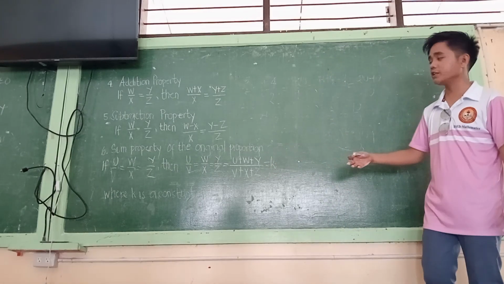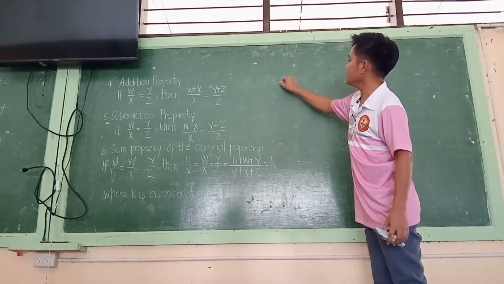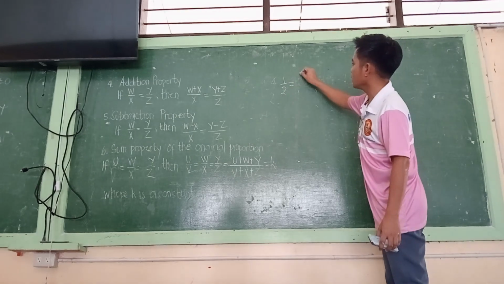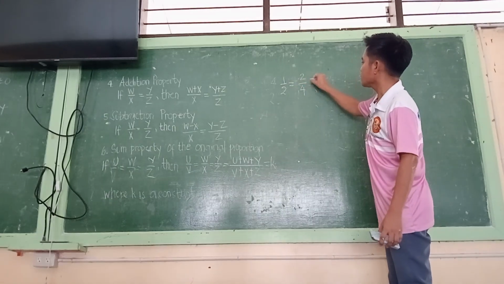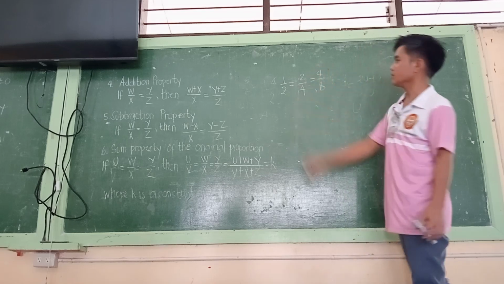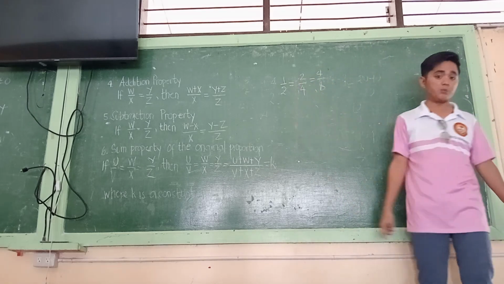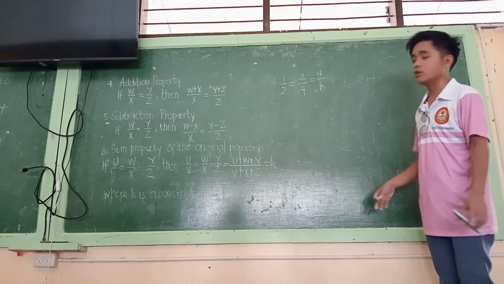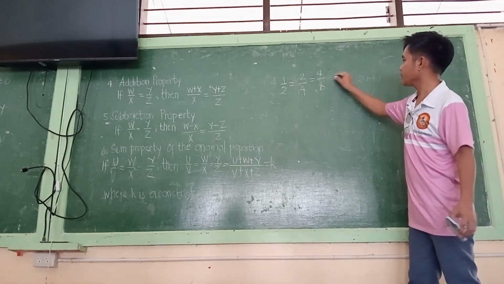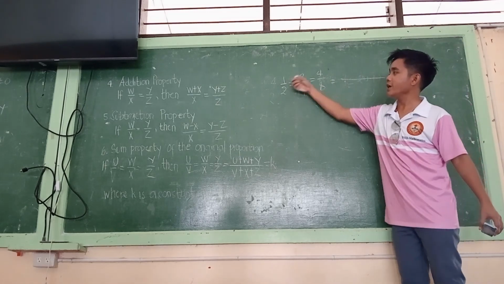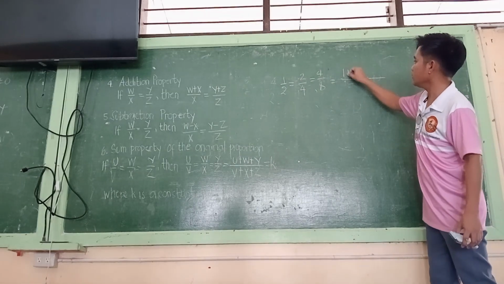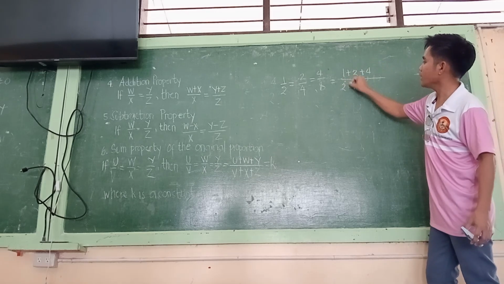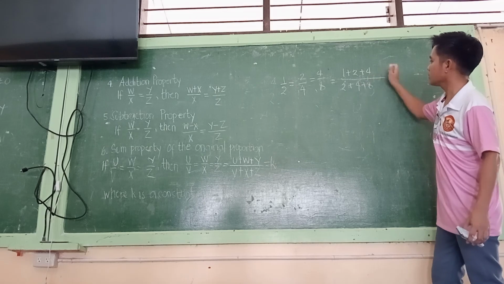Okay, let's have an example. We have 1 over 2 is equal to 2 over 4 is equal to 4 over 8. So we have here the proportion. We're going to use the sum property of the original proportion. So that is 1 plus 2 plus 4 over 2 plus 4 plus 8.